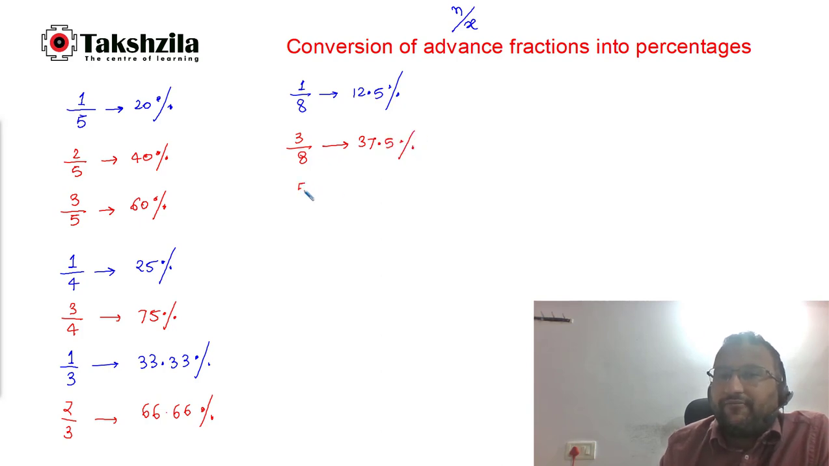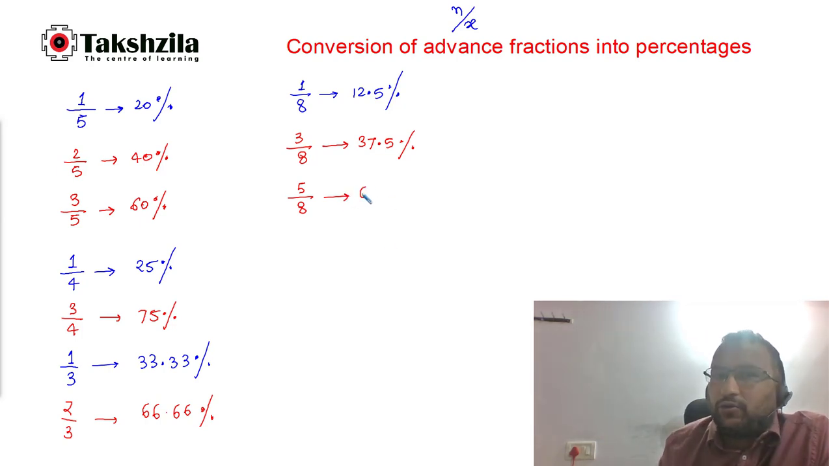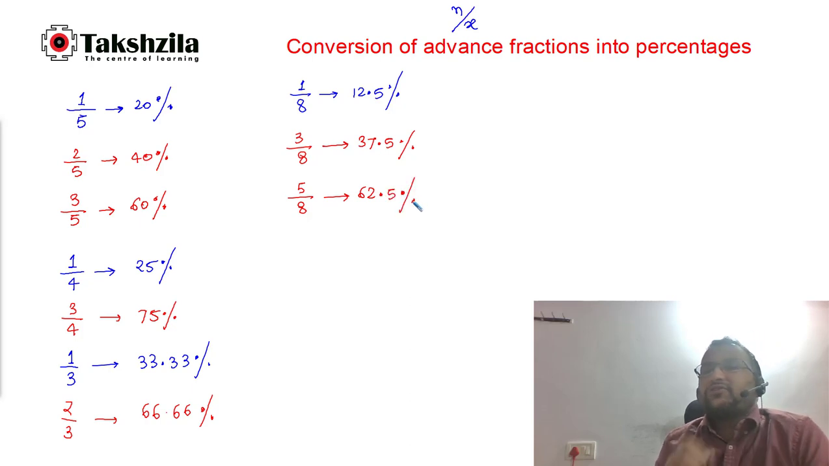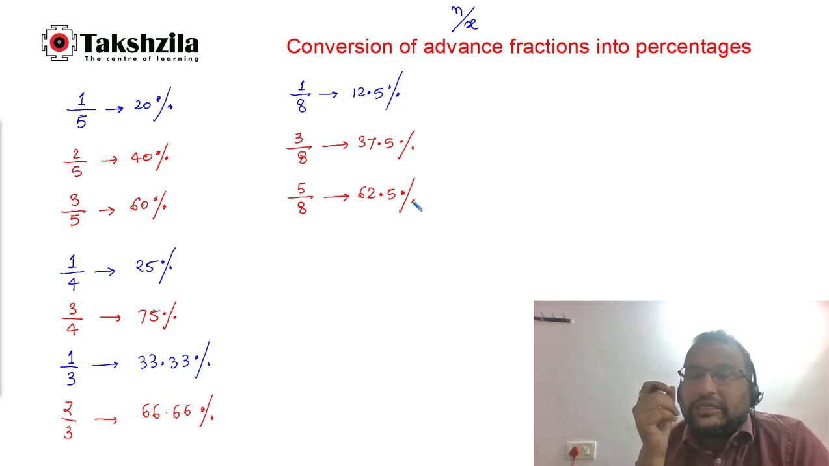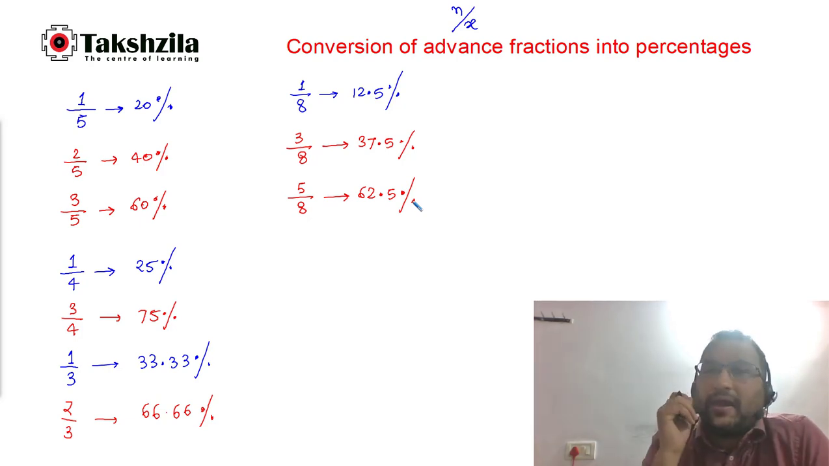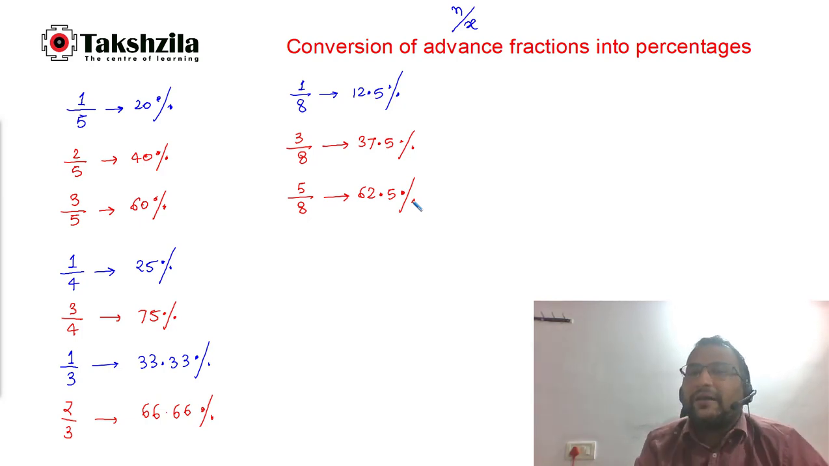Similarly, if I get 5 marks out of 8 marks, it is 12.5 into 5. That is nothing but 62.5%. So you need to train yourself such that whenever you see 5 divided by 8, 62.5% should come to your mind, or whenever you see 62.5%, 5 by 8 should come to your mind. These are very, very frequently used percentages in the questions.